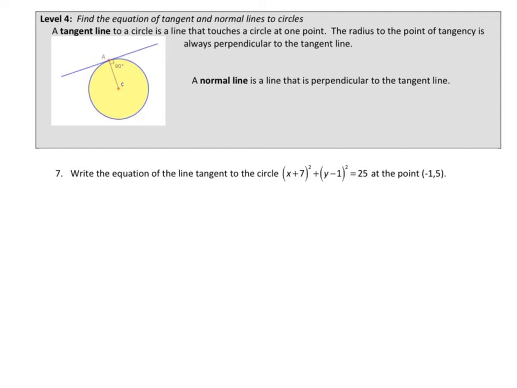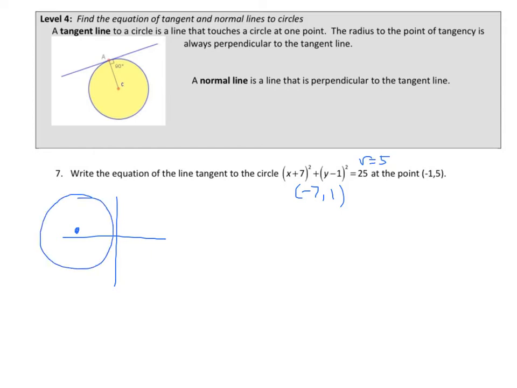So in this first part, we will be writing the equation of a tangent line to a given circle at a certain point. First, we need the center of the circle. In this case, the center is -7, 1. To draw a picture of what this would look like in the coordinate plane, we have a circle centered at -7, 1, and if the radius squared is 25, the radius would be 5.